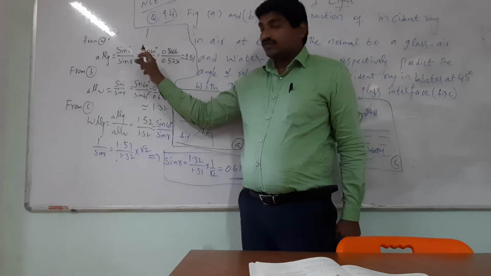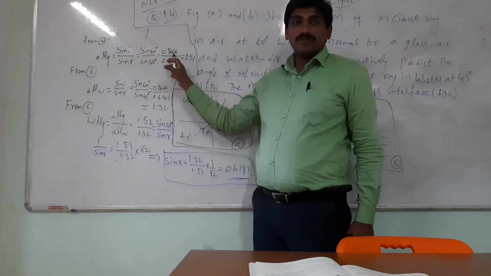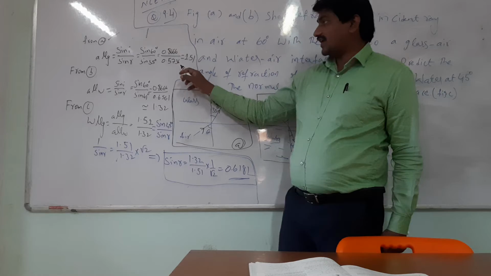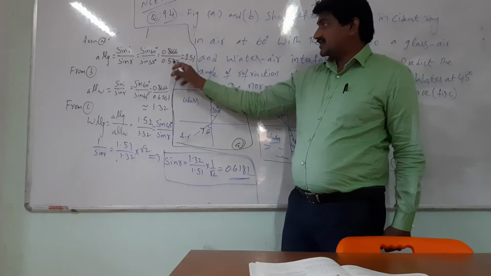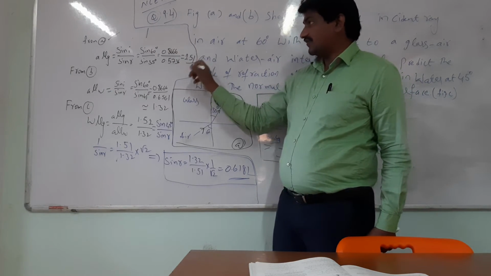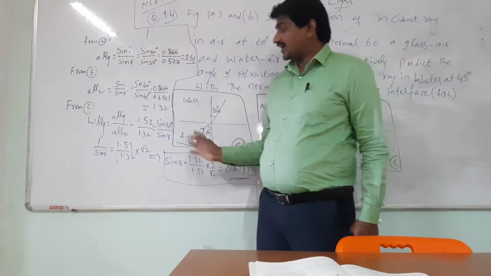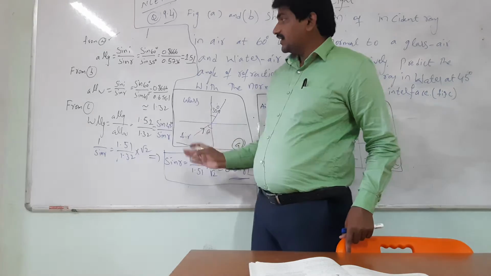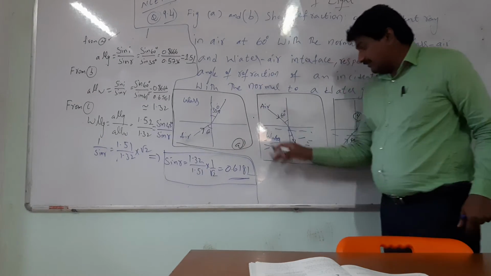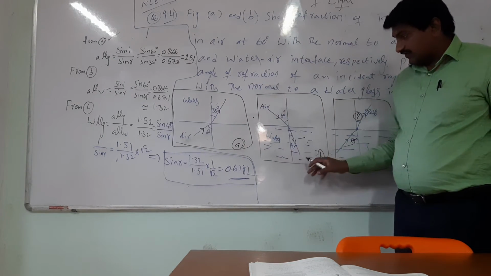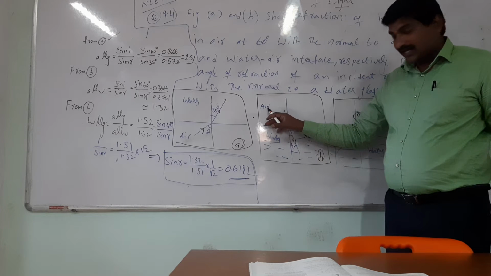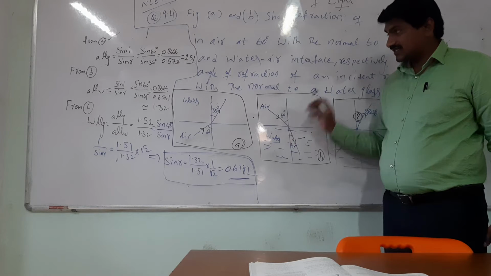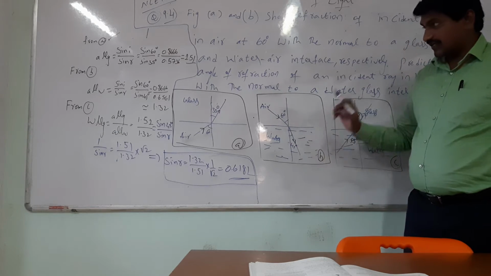Sin 60 value in decimal is 0.8666, by sin 35 which is 0.5736, which after division is 1.5. That is the refractive index of the glass when light ray is passing from air. Same way from diagram B. In figure B, the light is traveling from air to water. Means air-water interface, incident angle is 60 degrees and refracted angle is 41 degrees.